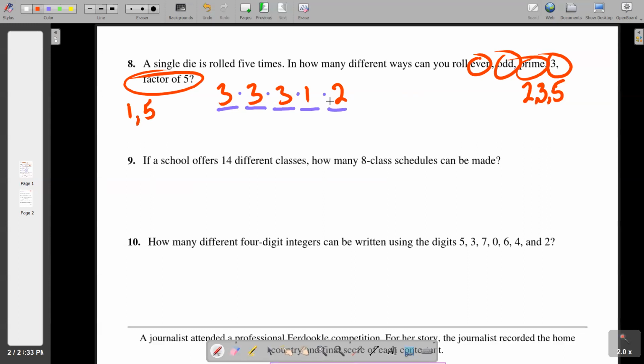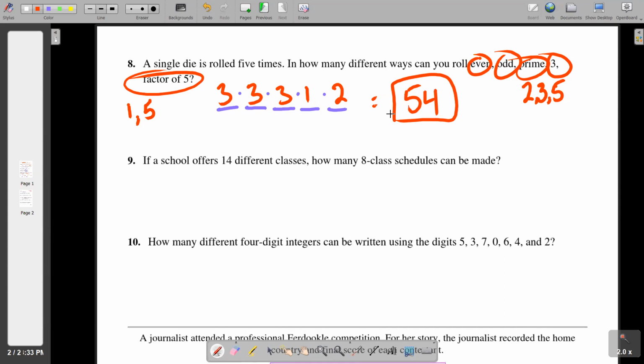Just a grind, man. Just go one at a time. You multiply that all together, you get 54. So if I rolled a die 5 times, there are 54 uniquely different ways that I could get even, odd, prime, 3, factor of 5. Not that anyone's interested, but still good to know.